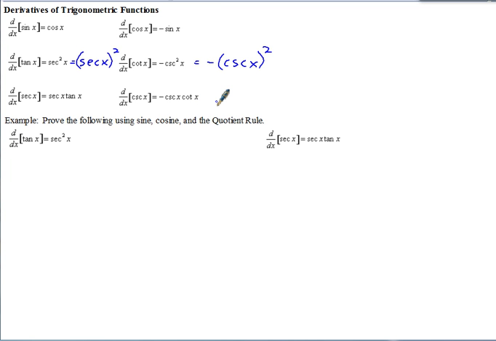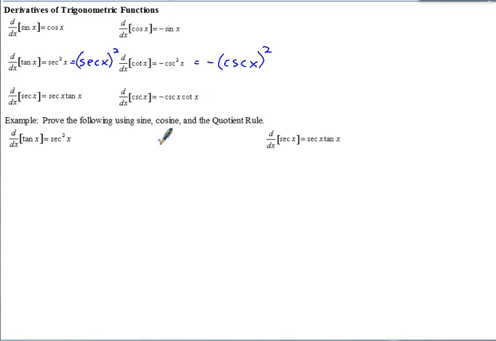So, to help you memorize these, let's see if we can find some patterns to make it easier to remember them. Notice across here, the derivative of tangent is secant squared, and the derivative of cotangent is cosecant squared in the negative. The derivative of secant x is secant x tangent x. The derivative of cosecant x is cosecant x cotangent x in the negative. You see the similarity across the rows there.